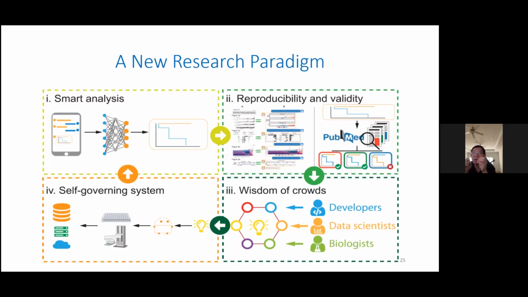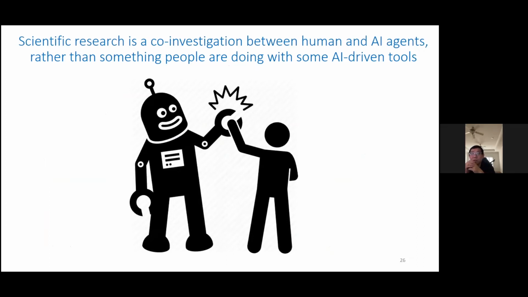If we can couple this with a self-governing system, say a lab robot, you can even generate new data and then feed this new data to the system to do new analysis. So you can imagine a new loop for the research process, combined with a lot of AI-driven power. What I'm saying is, from now on, we may change our concept. Scientific research is more like a co-investigation between human and AI agent, rather than people using some AI-driven tool. That's a fundamental message I was thinking about as we move to the AI era.